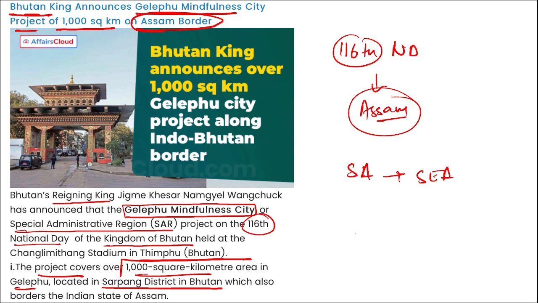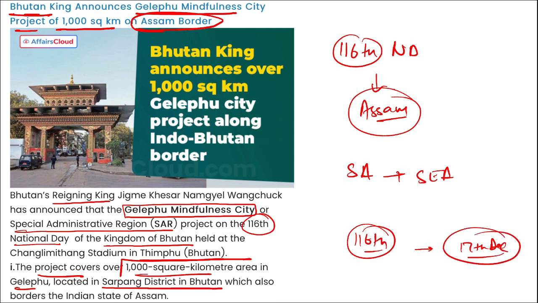Correct. Next, remember this 116th National Day of Bhutan is observed every year on 17th of December. What is the capital of Bhutan? Thimphu.